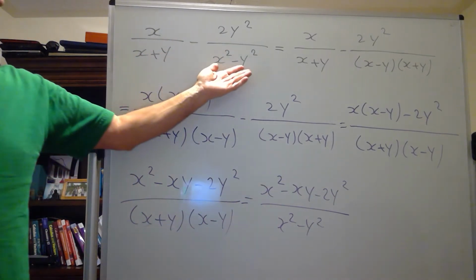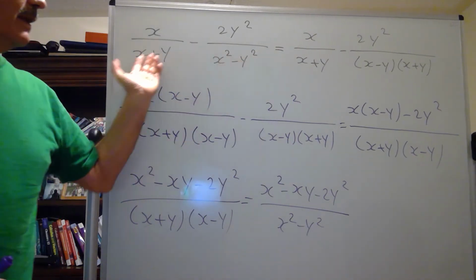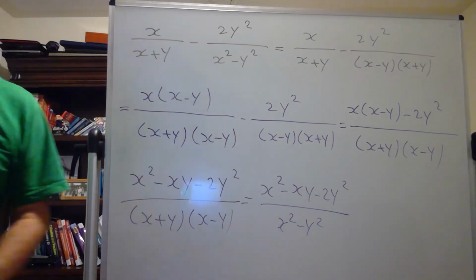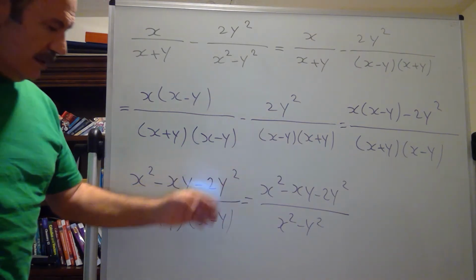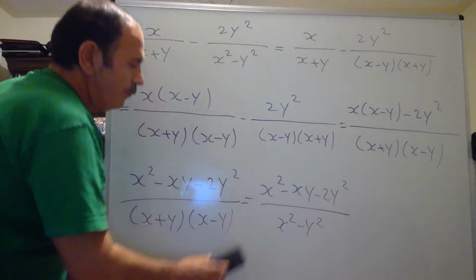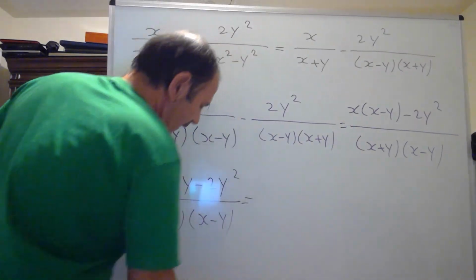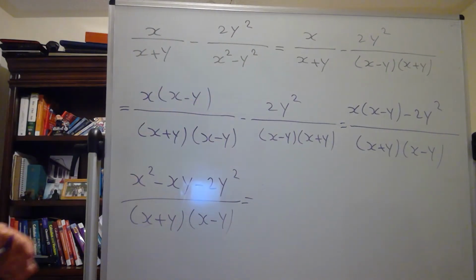Again, I factor the second one, then find the LCM, and then simplify. Or maybe I made a mistake. Oh, now this one is factorable. This one is going to be factorable.